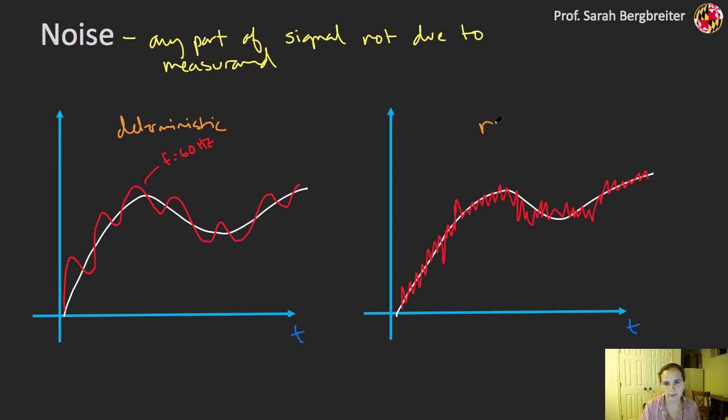There are other types of noise that are a lot more random. In this case, maybe I have some kind of white noise that's superimposed on my signal. One of the big questions is how I'm able to handle this kind of noise, especially if I'm trying to design sensors that are incredibly sensitive and can measure very, very small measurands.